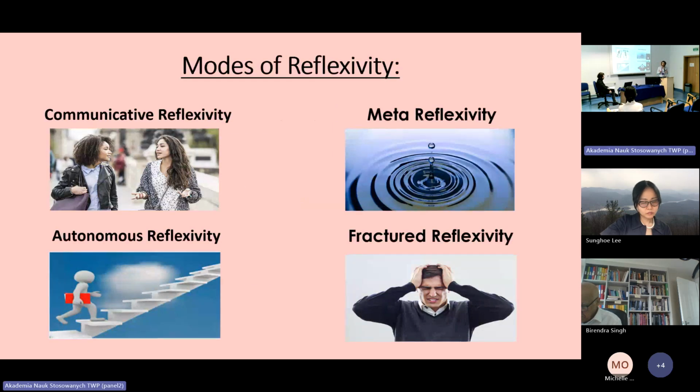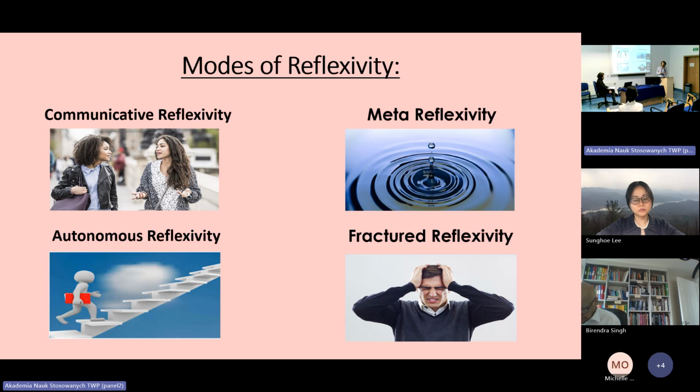I think a couple of important things to note at this point are people can, and I would say we do, use these modes regularly, perhaps every day. So we're not fixed to one mode. However, Archer's research did suggest that people can have what she called a dominant mode, where a specific mode of reflexivity more or less becomes a way of being for a person.